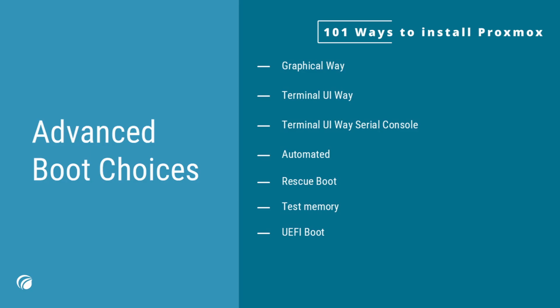Now let's look at the advanced options. In the boot menu, when selecting the advanced options, you have a little bit more options. Even though some options are not active on your system, you can still choose those. For instance, the Terminal UI mode with a Serial Console redirect on a virtual machine. In the advanced options, we also have the Proxmox automated version.